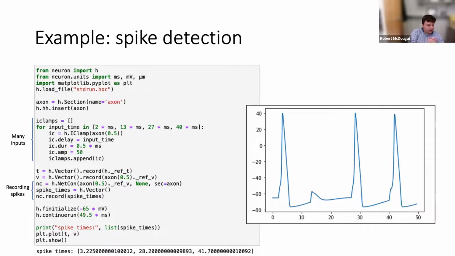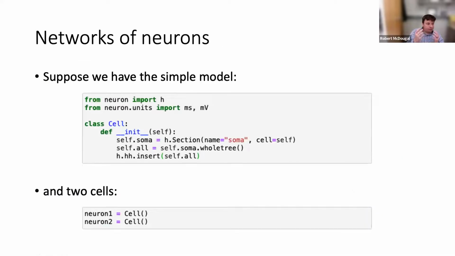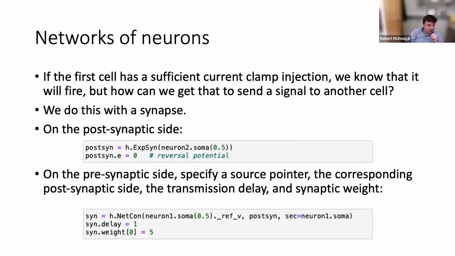We can detect spikes using a netcon.record into a vector. You have the slides, the examples here. If we have more than one cell, we can build networks out of these neurons. So we define a cell in a class, let's say, and we make two separate instances. I can put a synapse, an EXP syn, let's say, on the postsynaptic side. And here's a certain location where the EXP syn is going to live. And I'll make my synapse excitatory because its reversal potential is 0 millivolts, so above rest.